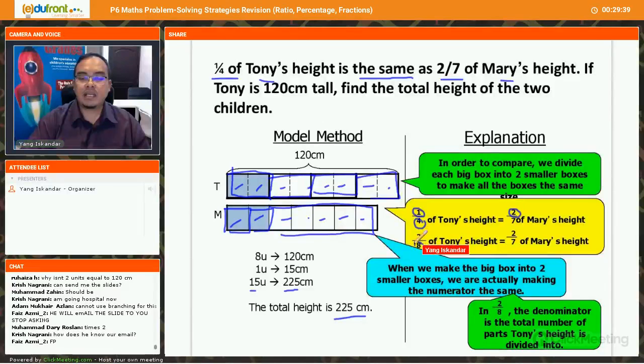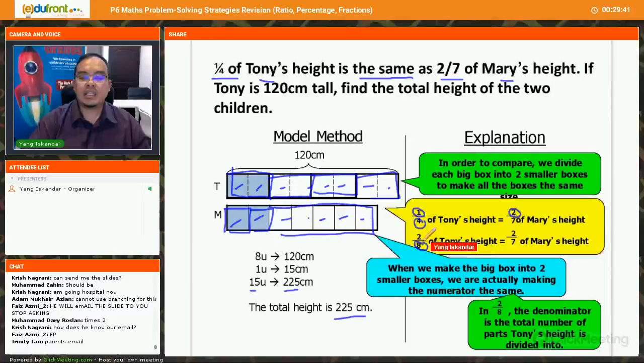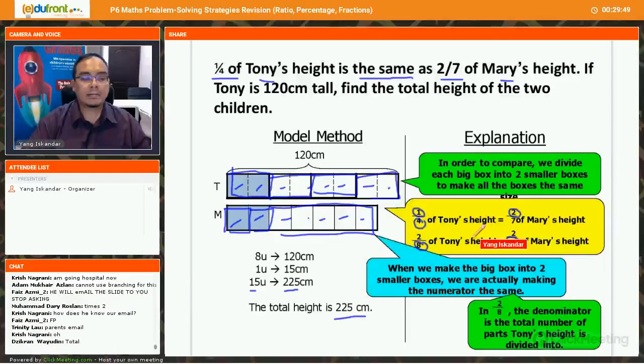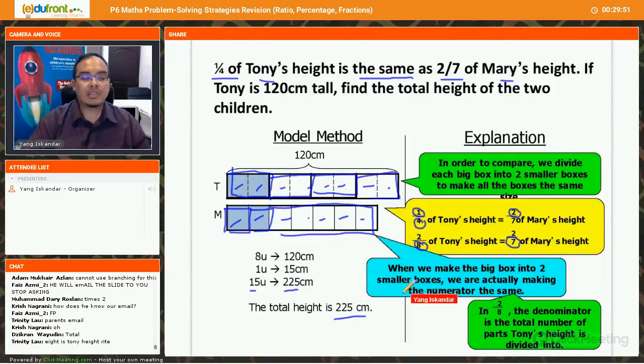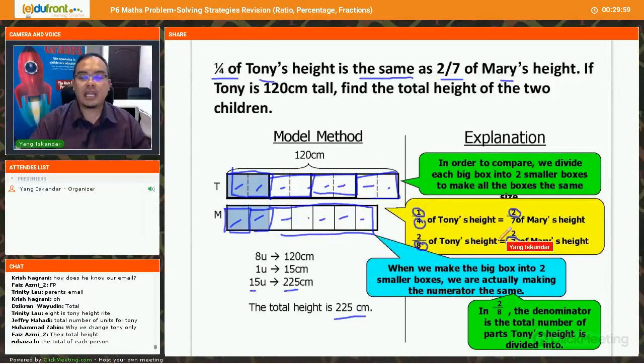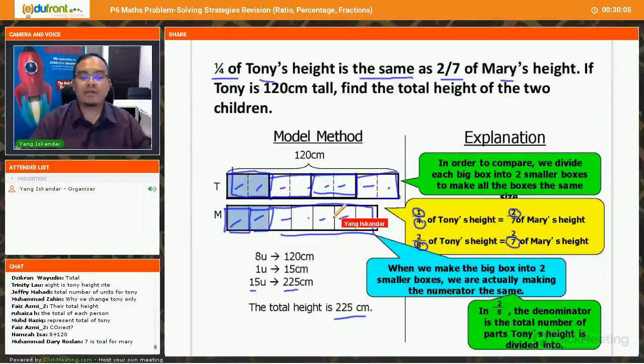Okay. So can you tell me what this 8 represents, and what does this 7 represent? Total, okay, Zikran, total of what? Very good, Trinity. 8 is the total for Tony: 1, 2, 3, 4, 5, 6, 7, 8. And 7 is the total height for Mary: 1, 2, 3, 4, 5, 6, 7.